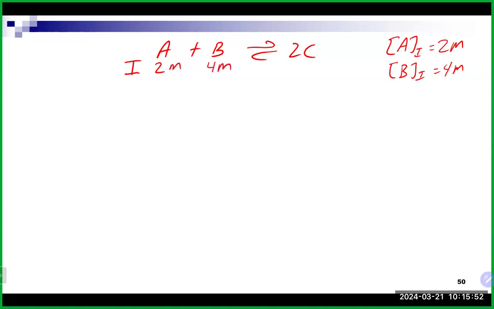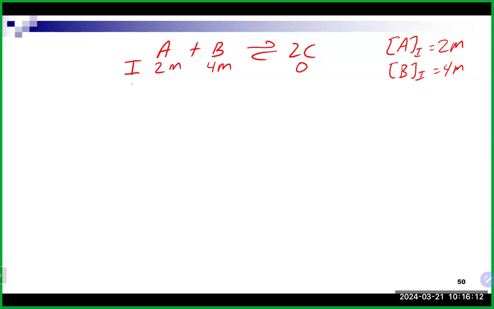Now, in a lot of problems like this little made up one here, we're not given anything about C. So typically, if you're not given anything about the products, it is usually safe to assume that you are starting with nothing on the product side.